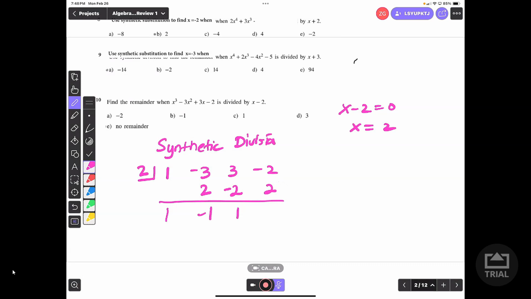Negative 2 plus 2 is 0. There is no remainder. And this is interesting because remember in class when I told you when there's no remainder, then this would be called a factor. That's a factor of the polynomial.